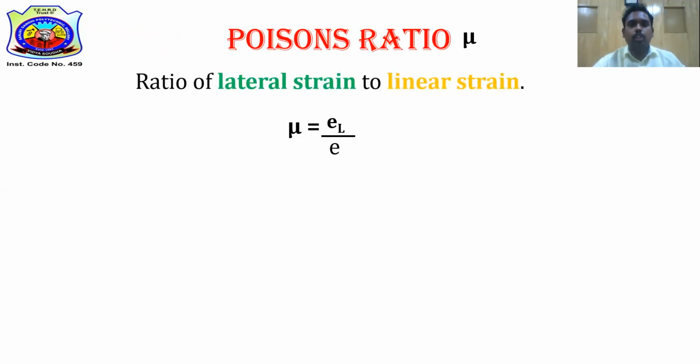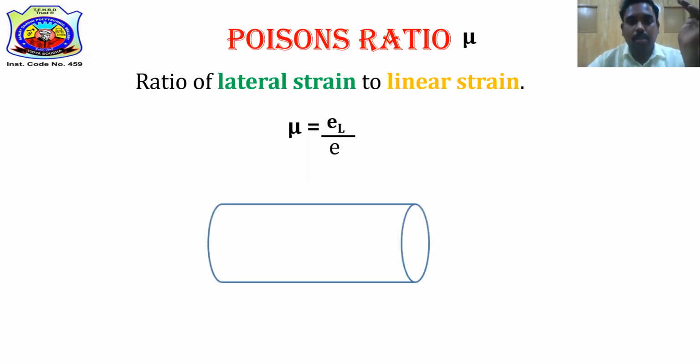Now, in this slide, let us study one important topic, that is Poisson's ratio. It is represented with the help of the symbol mu. By definition, it is the ratio of lateral strain to linear strain. You may get the question what actually the lateral strain and the linear strain are. Once you are thorough with the different types of strain, then you can clearly understand them.